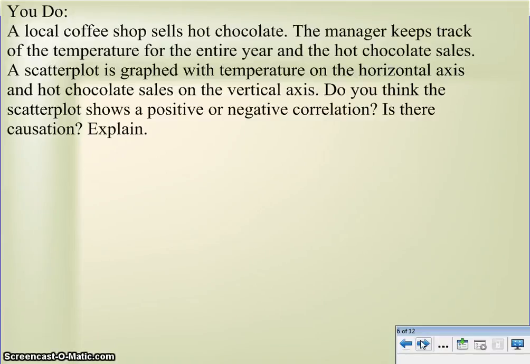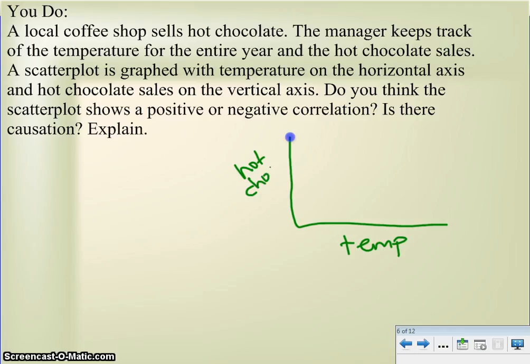Okay, let's look at this here. A local coffee shop sells hot chocolate. The manager keeps track of the temperature for the entire year. A scatter plot is graphed with temperature on the horizontal axis and hot chocolate sales on the vertical axis. So temperature is on the horizontal. Here's your temperature. And over here is your hot chocolate sales. Okay, it says, do you think the scatter plot shows a positive or negative correlation?